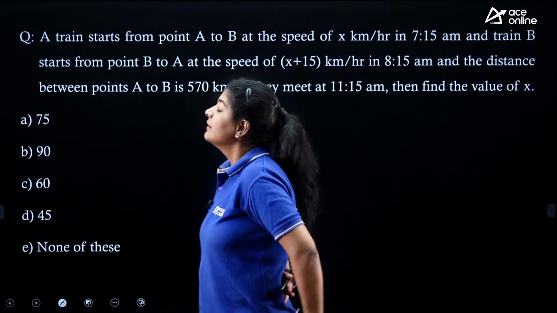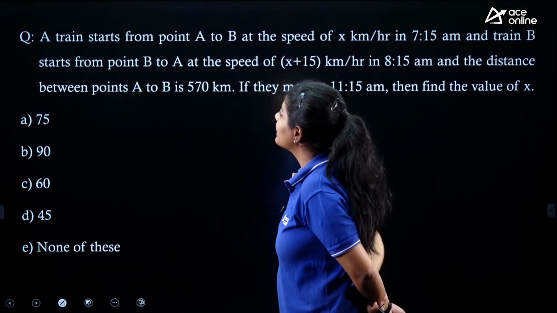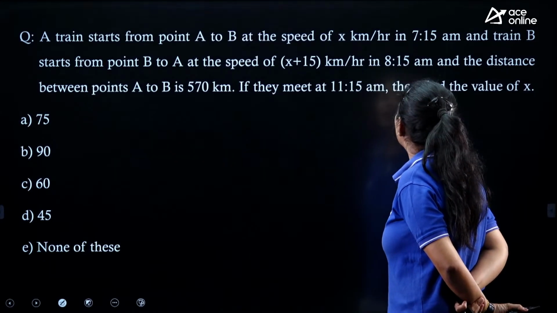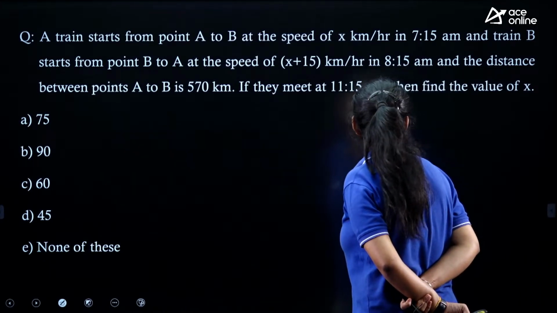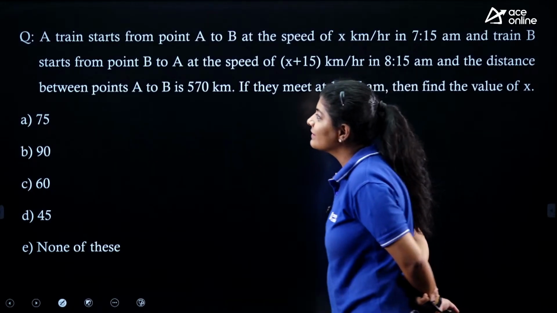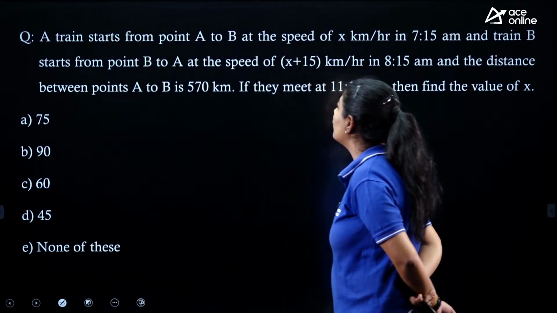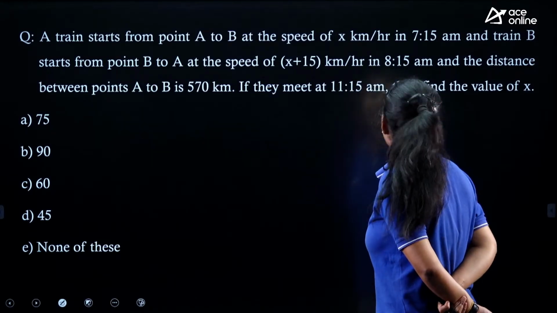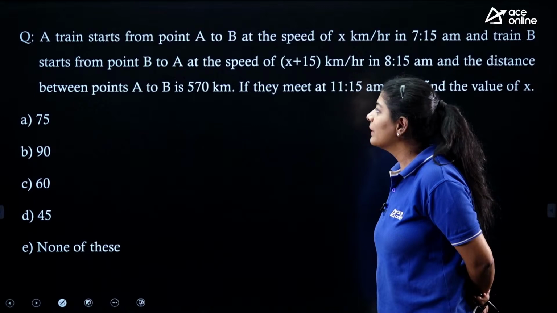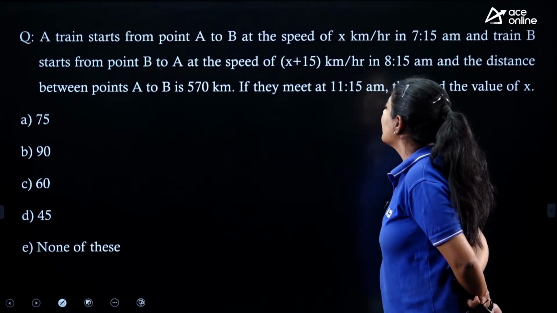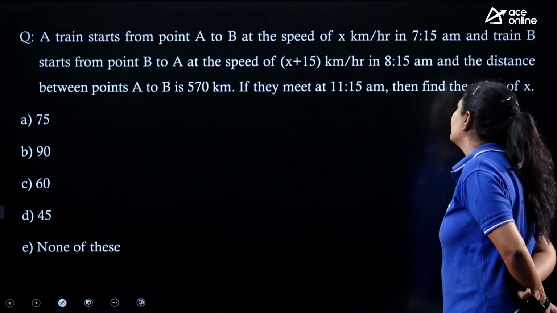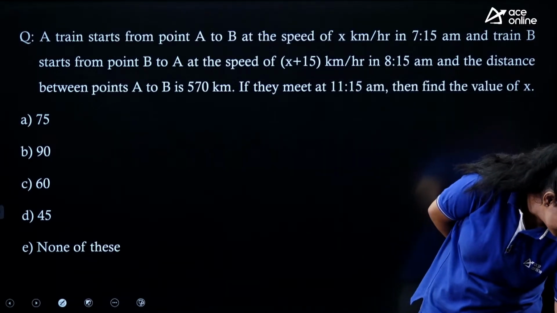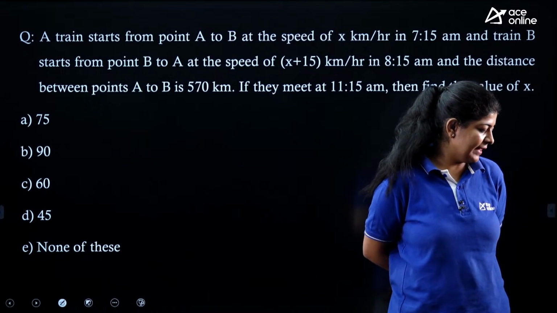Next. The next question says that a train starts from point A to B at a speed of x kilometers per hour at 7:15 am, and train B starts from point B to A at the speed of x plus 15 kilometers per hour at 8:15 am, and the distance between point A and B is 570 kilometers. If they meet at 11:15 am, then find the value of x. Now what you need to do is find out the value of x over here.